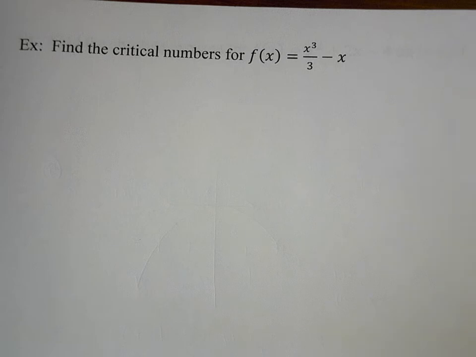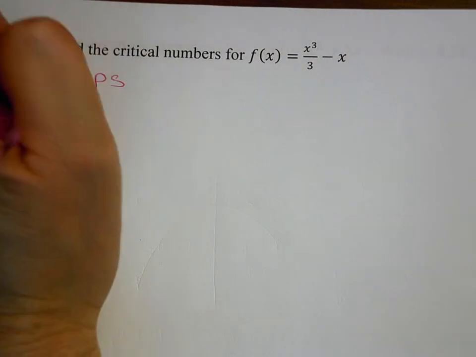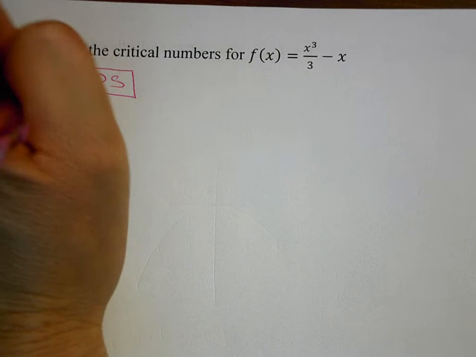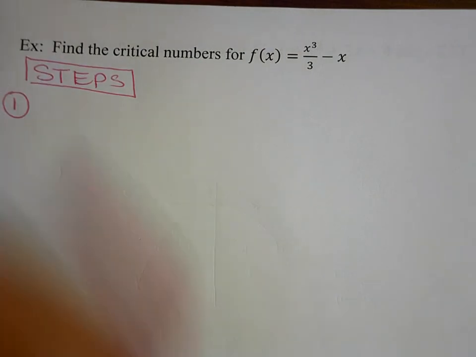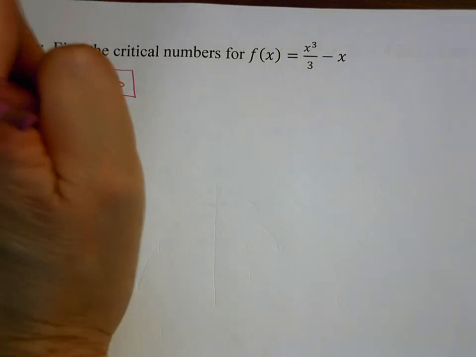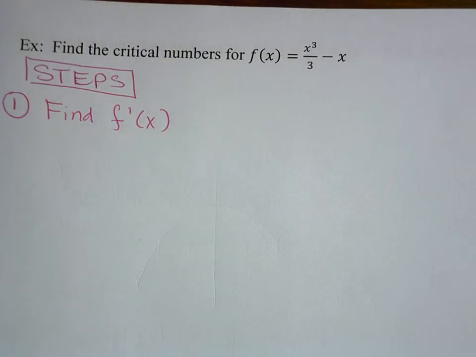Okay, so let's go ahead and write down our steps here. So we want to find the critical numbers for a function, so instead of a picture. So the first thing we want to do is find the derivative. So that's our first step. We want to find f prime of x.